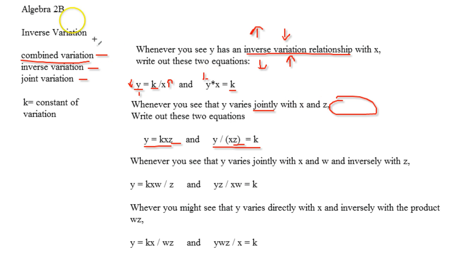Okay. Now also, and I forgot to mention this, you could also have squares on these numbers. So you could have x squared and w to the third. That just changes the value in here. So we'll take a look at that with this one on the bottom. But for now, whenever you see that y varies jointly with x and w and inversely with z, you would write it out as y equals k times x times w divided by z, because z is the inverse and then jointly is the x and w. Okay, so that's more than two direct variations and one inverse.